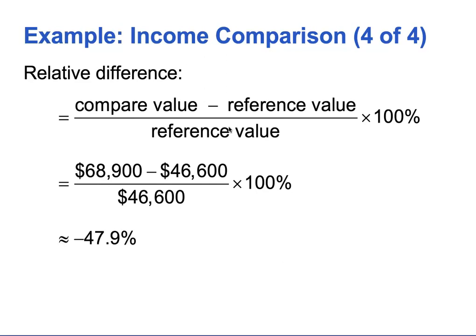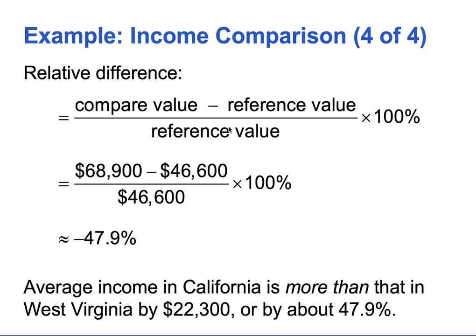So you get 47.9%. Average income in California, that should actually be a positive. That is a typo. Excuse that right there. That should be a positive 47.9%.